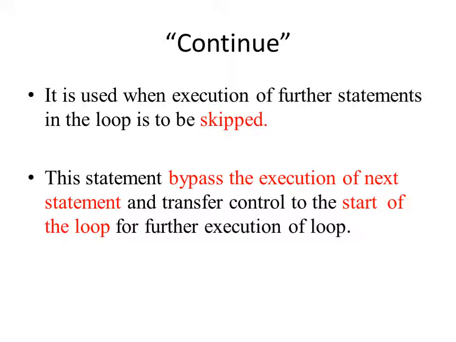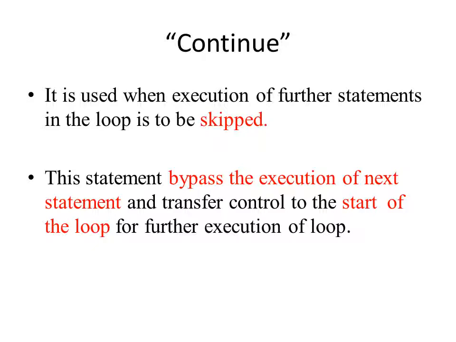The continue statement is used when the execution of the further statements in a loop is required to be skipped. As we know, in C programming the compiler executes each statement one by one in a sequential manner. Within a loop also, a sequence of execution is predefined. But still, if we want to skip a particular execution whenever a particular condition is satisfied, it is carried out with the help of the continue statement.